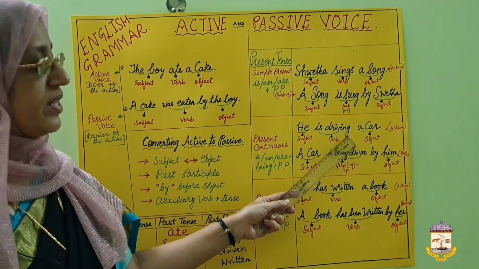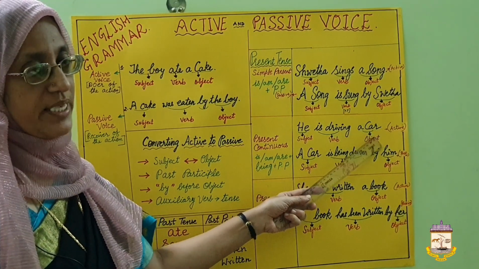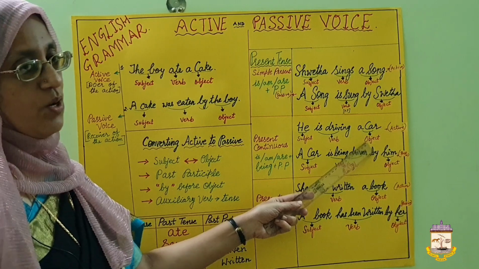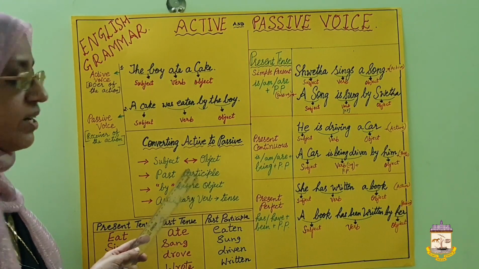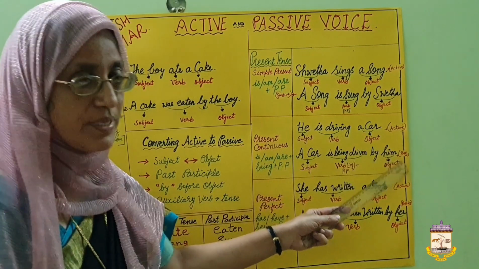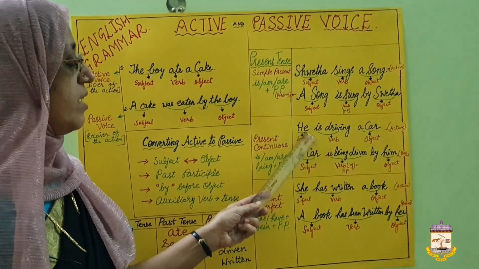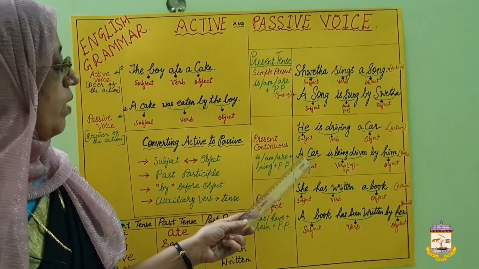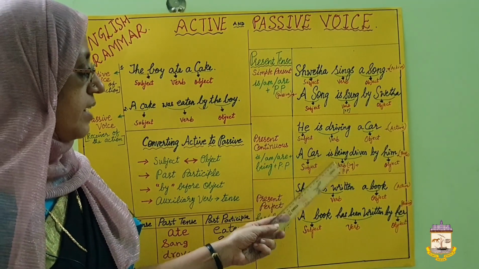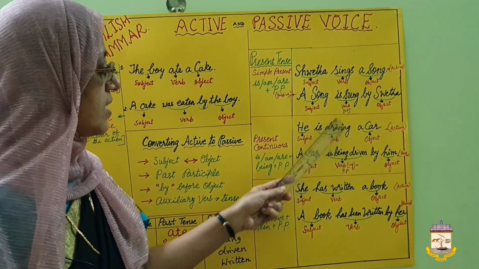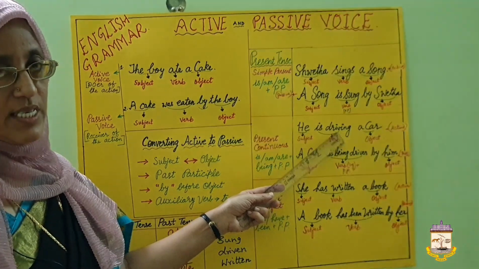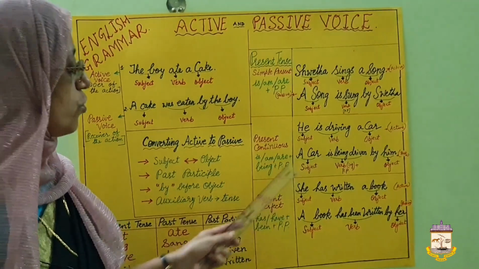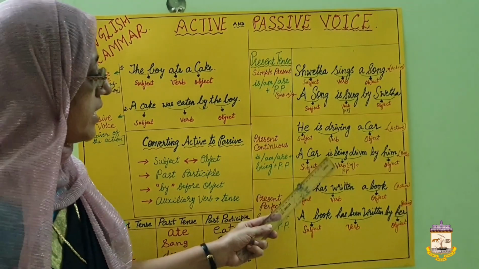What is he driving? A car. So this is the object. Changing it into passive, what is the format you have to use? Subject and object change places. So he will become him, car will become the subject. So a car, auxiliary verb is, because this is in the present continuous tense, ing form is used, so you have to use being. So is being.